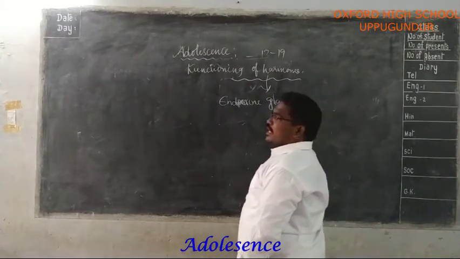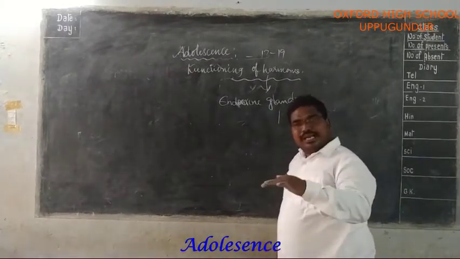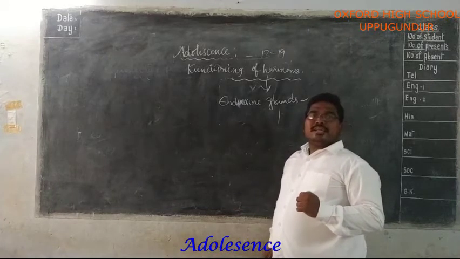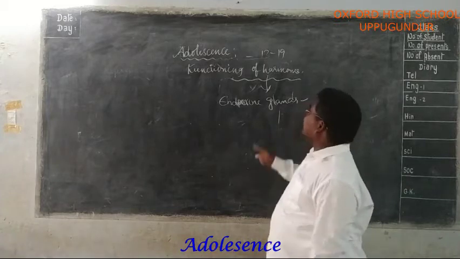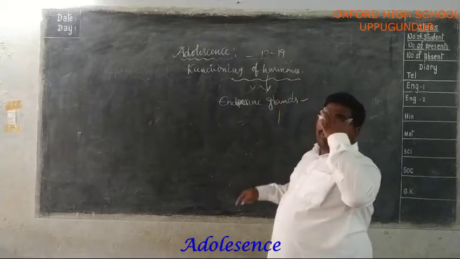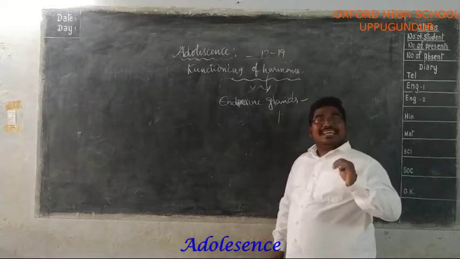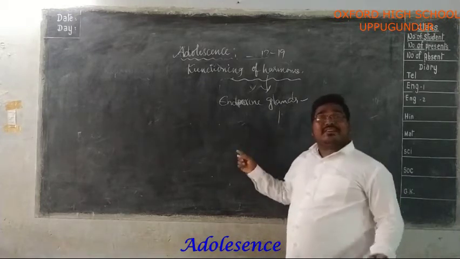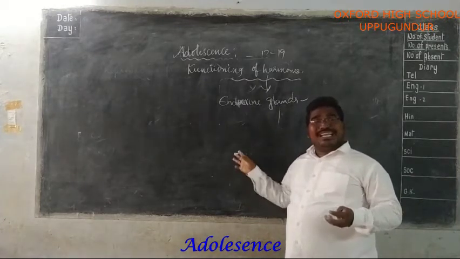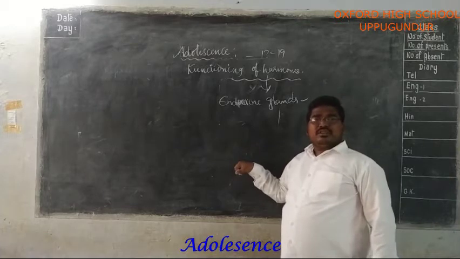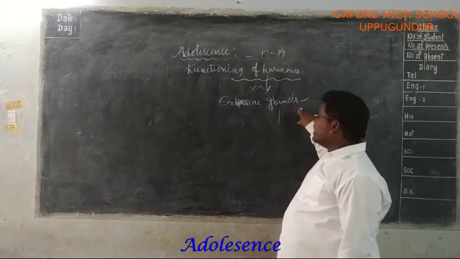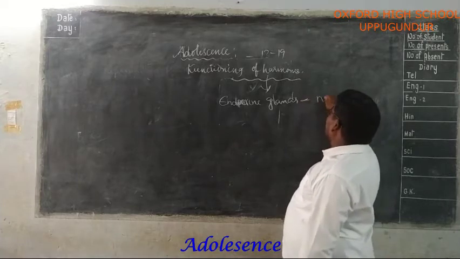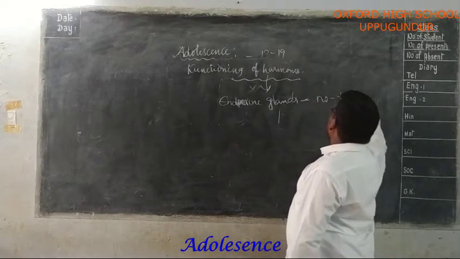Dear students, listen carefully. When you enter adolescence, the secondary sexual characters are developed because these glands are working. These glands are endocrine glands. They do not have any ducts or tubes to release their hormones.